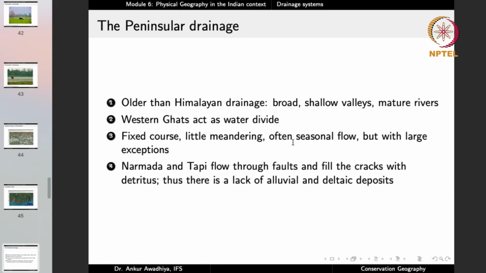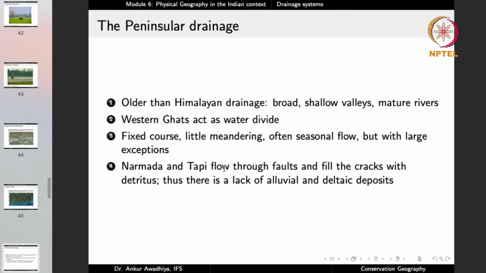The flow is often seasonal because in the rainy season they'll have large amounts of water. In the summer seasons there are no snow-clad mountains to provide them with water. But all these characteristics are with large exceptions, because there are certain areas where the rivers can change their course, where they can meander. There are certain areas where the rivers get their waters from the forest, and so they are much more perennial. So there are large exceptions, but more or less most of the peninsular drainage has a fixed course with little meandering and often a seasonal flow.